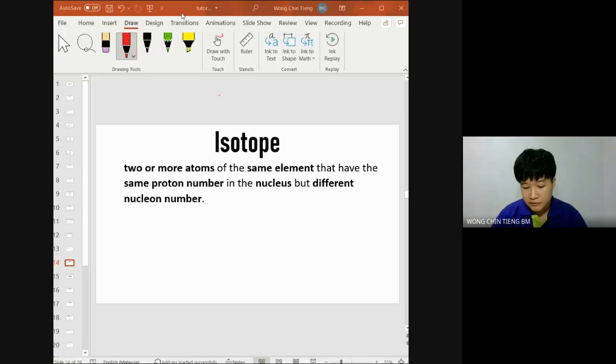Because it is a very simple concept over there. Soalan isotop dia boleh masuk kat mana-mana chapter nanti. Okay, whenever you have proton number, nucleon number, electron, they can ask about isotopes.